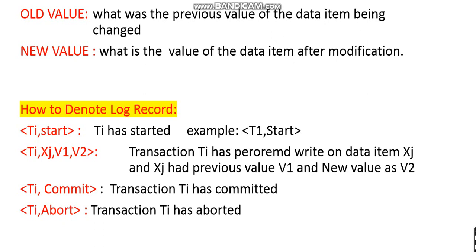Now how do we denote the log records? This is how we are going to denote the log records. Ti comma start means Ti has started. An example I have taken here: T1 comma start. Next, Ti comma xj comma v1 comma v2. This tells us that transaction Ti has performed a write on data item xj, and xj has previous value v1 and new value v2. Next, Ti comma commit: transaction Ti has committed. Ti comma abort: transaction Ti has aborted.